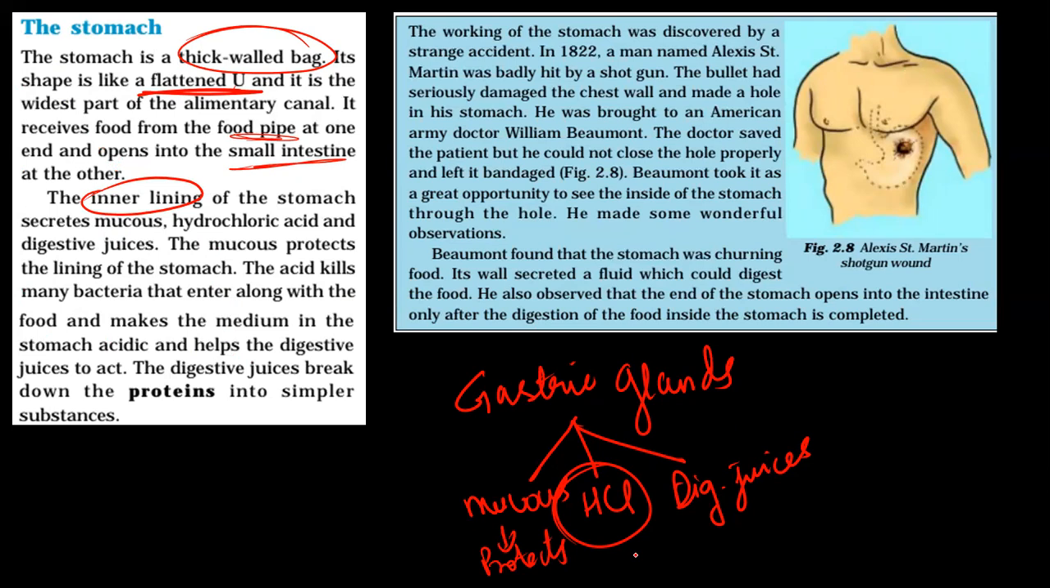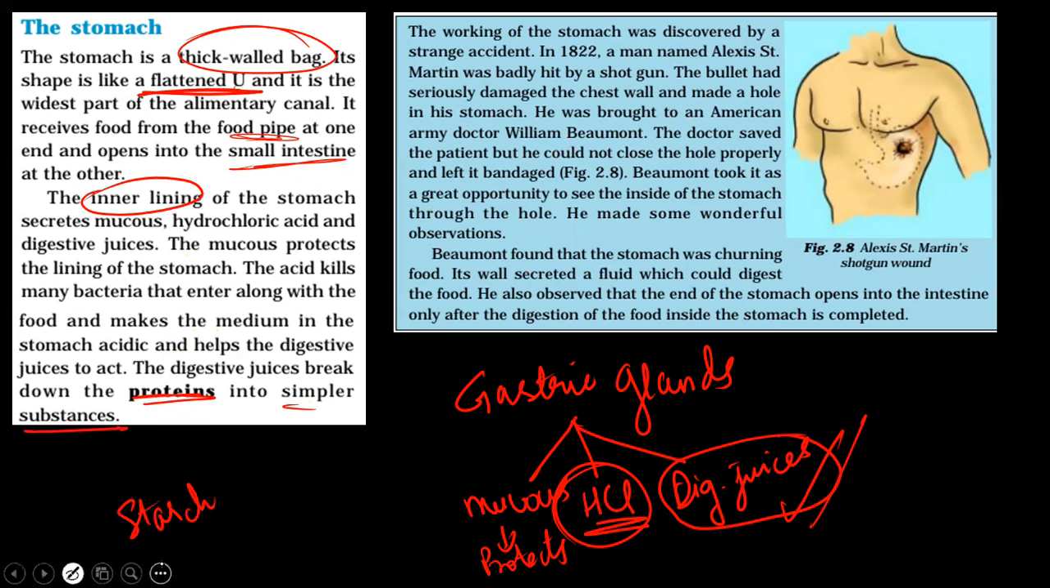The acid kills many of the bacteria that enter with food, and it makes the medium acidic, because digestive juices want an acidic medium to do their functions properly. So this HCl, as it is a very strong acid, makes the food acidic so that these digestive juices can act. Along with that, it also kills germs and bacteria. Now, these digestive juices break down protein into simpler substances. So in the buccal cavity, we broke down starch into simple sugars. And in the stomach, we are breaking down proteins.